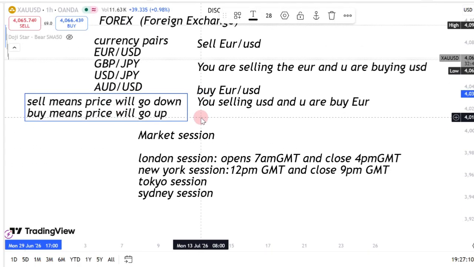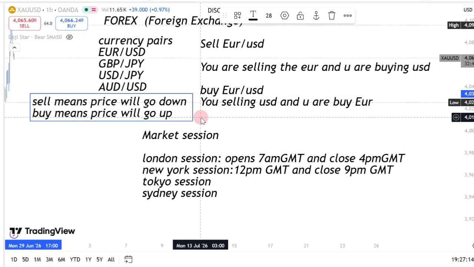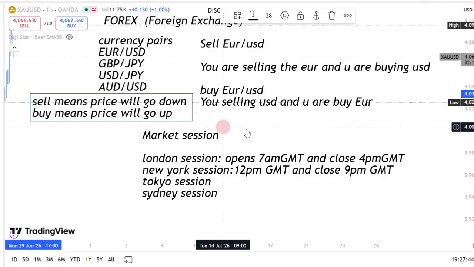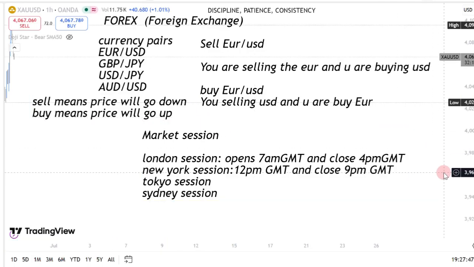Let's talk about forex trading. This is how simple it is. It's not anything hard. The forex market deals with psychology and risk management, and one thing I have to tell you is the forex market will calm you down. You may think you are a hero, but the forex market will calm you. The forex market deals with discipline, patience, and consistency.